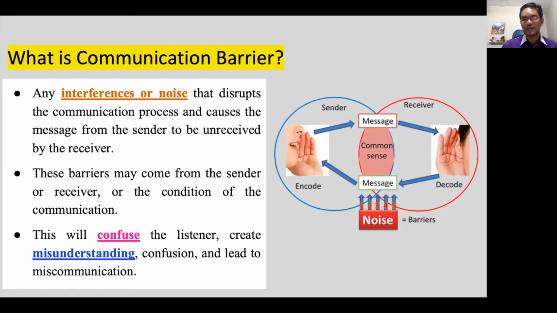Jadi bila kita sampaikan sesuatu, lepas tu ada halangan, ada bunyi bising, adalah benda yang menyebabkan mesej tu tak sampai bagaimana yang kita harapkan. Tengok ni, sender dia hantar mesej, awak hantar mesej pada kawan, kawan sebagai receiver mesej tu. Gunakan common sense, lepas tu mesej tu decode, tapi ada noise kat situ. So kita nak tahulah barriers, halangan, noise, apa dia tu?